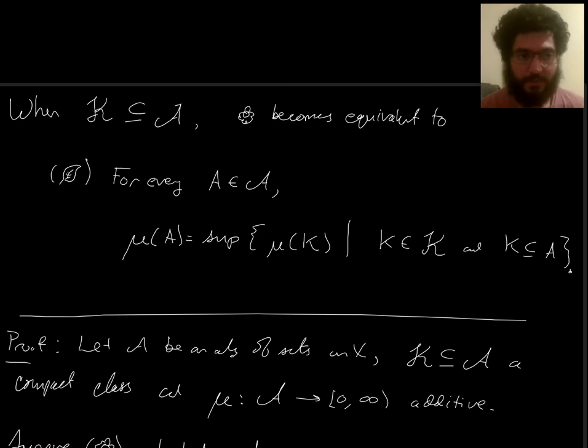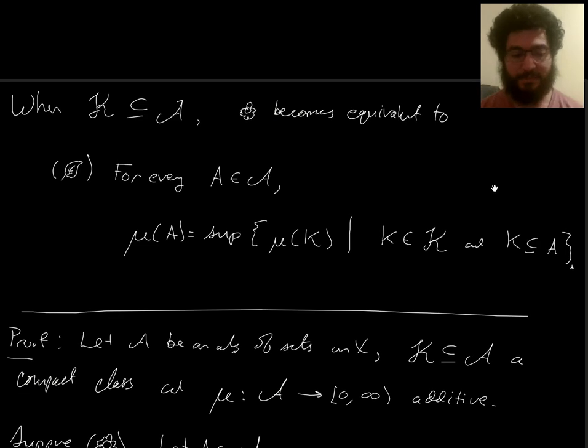So next time we'll look at some examples, and those will involve some of our earlier attempts to get things to work in R and R^n with Jordan measure and things like that. And in those examples, we'll actually use compact sets for our compact class. And then if we still have time next time, we'll also start looking at what work has to go into extending additive functions to sigma algebras.